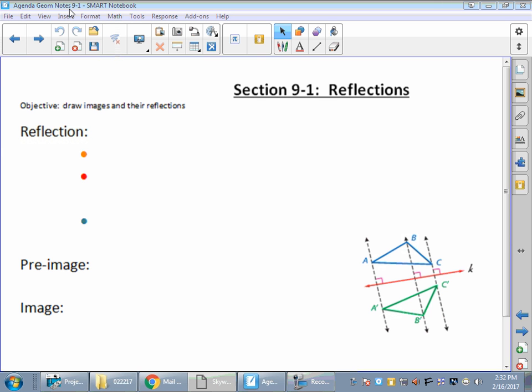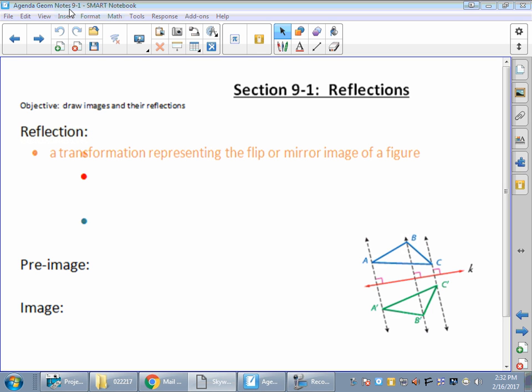We're going to start into chapter 9 and start talking about reflections. So we talked about those vectors. We're going to hold on to those for just a day. We'll use those tomorrow when we talk about translations. But reflections first. So we're going to draw images and their reflections. We're going to do a lot of coordinate plane work in this whole chapter.